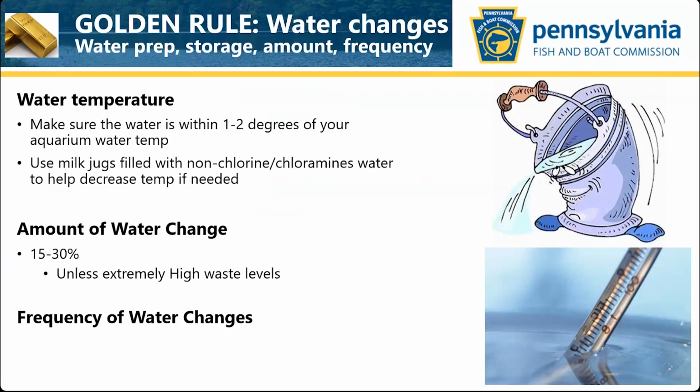Now the frequency will change the amount that you can do. If you're going to do it on a weekly basis, 10 to 15% is fine. If you can only do it every 2 or 3 weeks, maybe 4 weeks, you can do a 25 to 30% change at that once a month mark. It's all going to be dependent on what your water testing shows, how your fish are reacting to the water, and making sure that everything is healthy within the aquarium.